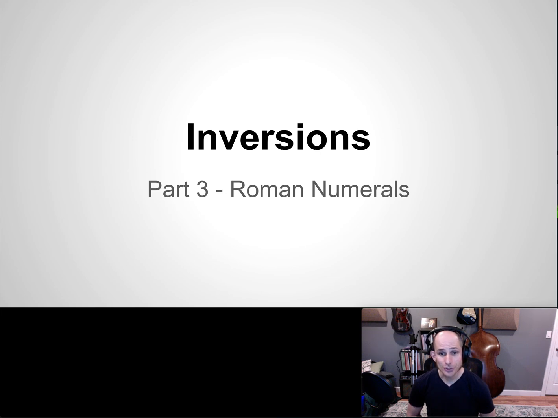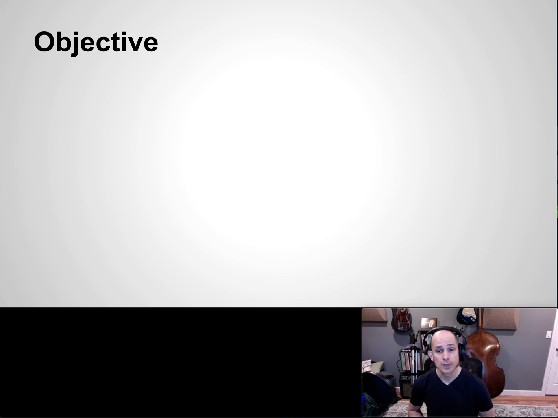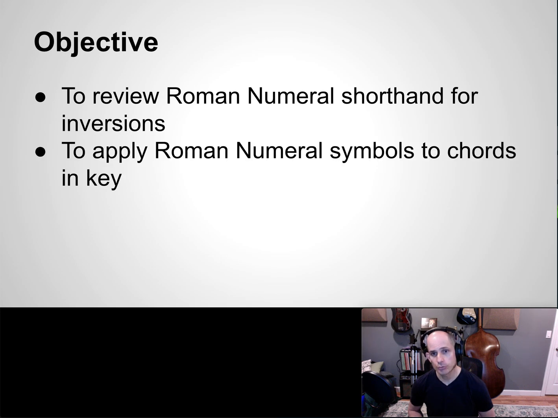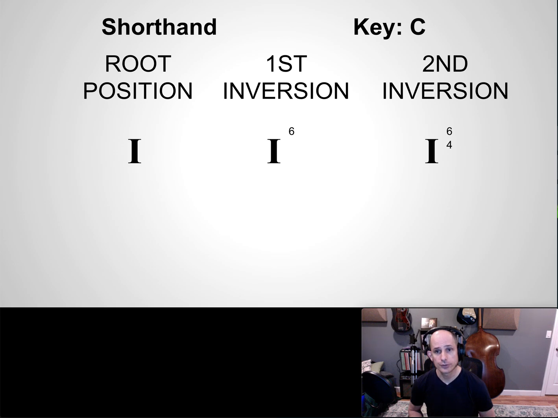Let's continue our study of inversions. Part 3, we're going to do some examples now. The objective is to review the Roman numeral shorthand for the inversions that we learned in the last video. And then we're going to apply the Roman numeral symbols to the chords and key. So let's look at our shorthand here. We'll be talking in the key of C.